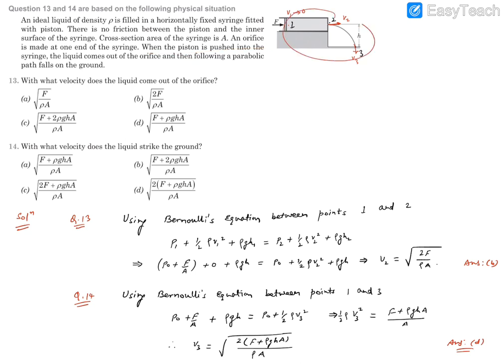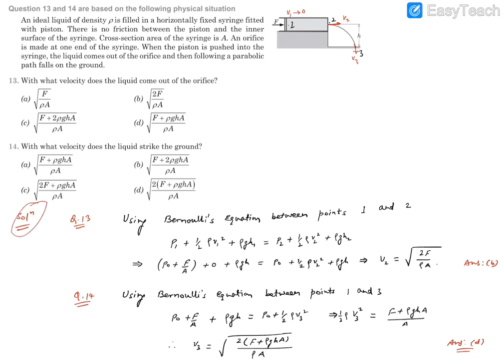So this is the situation. I have assumed this point to be 1, this point to be 2, this point to be 3, and the velocity at point 1 is going to be very negligible, so v1 is going to be tending to 0 for practical purposes. Velocity at point 2, when the liquid is coming out from this small orifice, is v2, and when it hits the ground, the velocity at that time is v3.